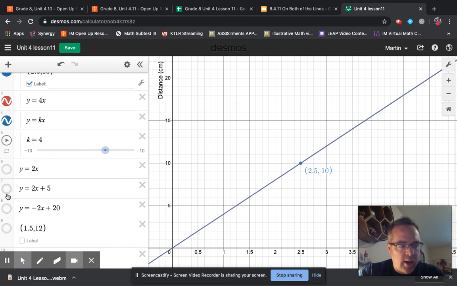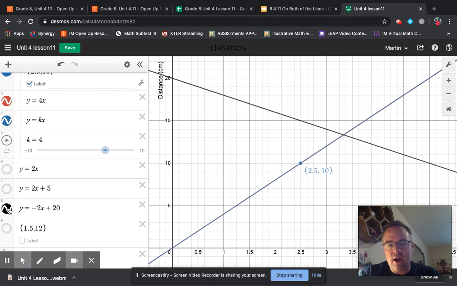So one student even got something like this, where they got the correct speed. They realized it would have to have a negative slope, but then it still wasn't crossing. But very few students did it that way. So how did students solve this?